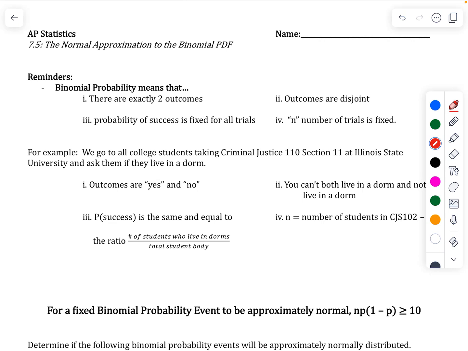Hi, welcome to our AP Stats notes for 7.5. We are looking at 7.5, the normal approximation to our binomial probability density function.